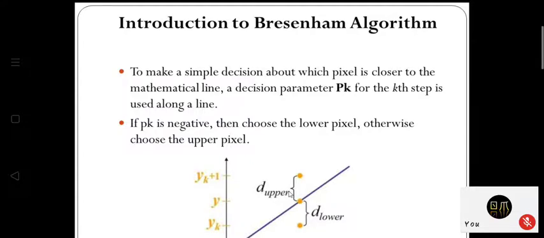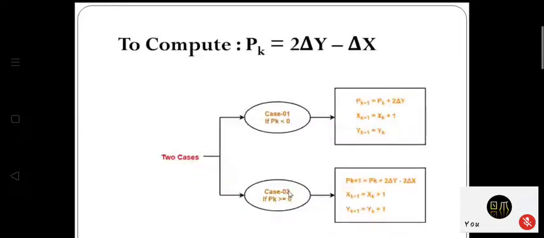Now the question is, what is the formula that is used to compute the decision parameter? So we will see in the next slide. To compute P of K, the formula is 2 delta Y minus delta X. This is the formula that you are going to apply to compute the decision parameter.